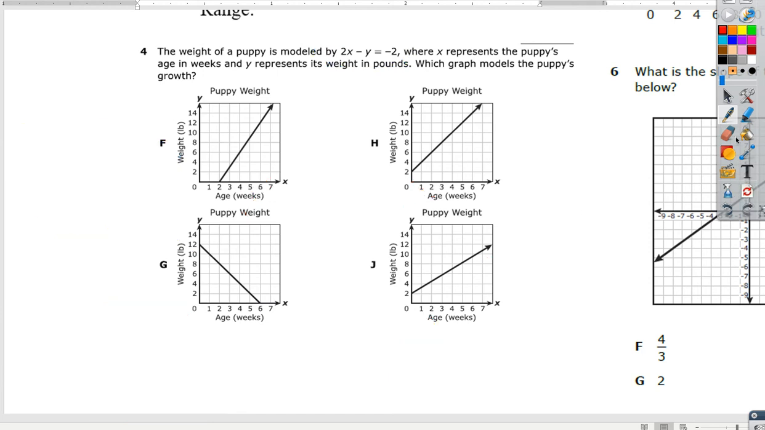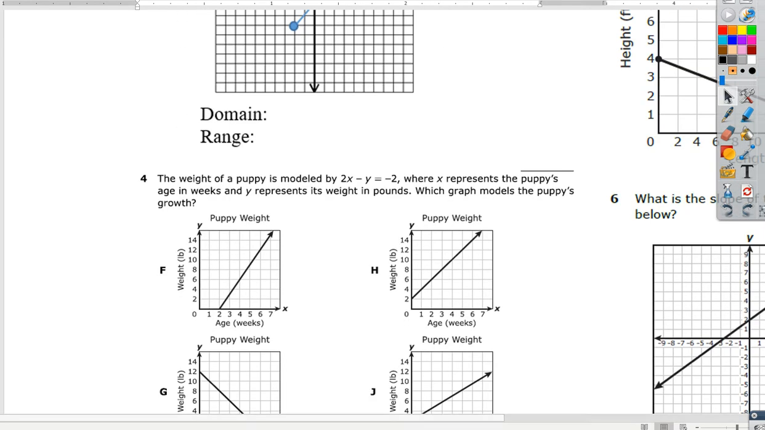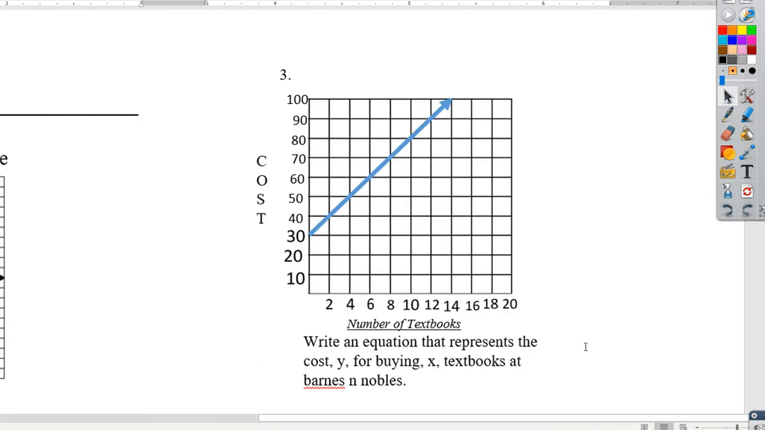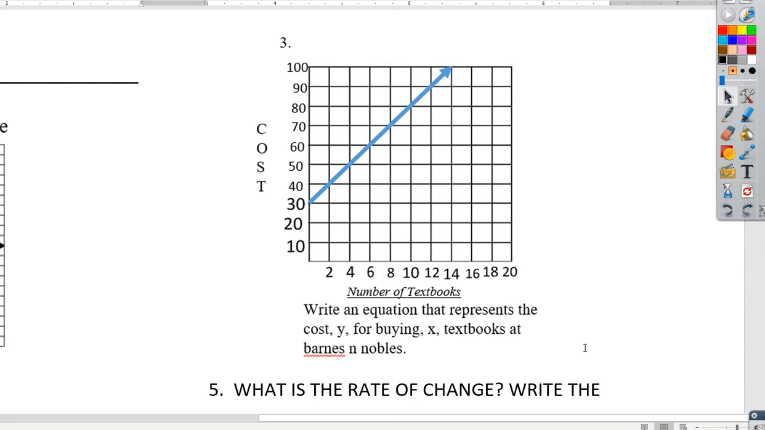Let's go on to number 5. What is number 5? Number 5 is up here. Actually, oh, I skipped number 3. Huh. It's gone to number 3 and it says write an equation that represents the cost of y for buying X textbooks. Okay.